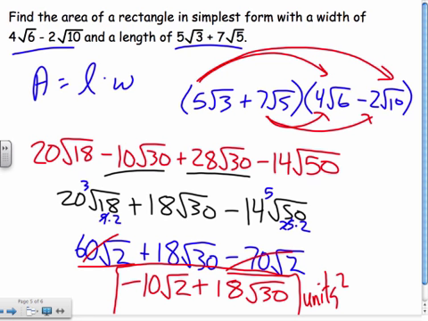So your FOIL, your distributive property, start simplifying, combine like terms, find perfect square factors of what's inside the radical, and just keep simplifying. It might take way more steps than you ever could expect. Some might go really quick, some might take a while. But you just got to always look to see if you can simplify.